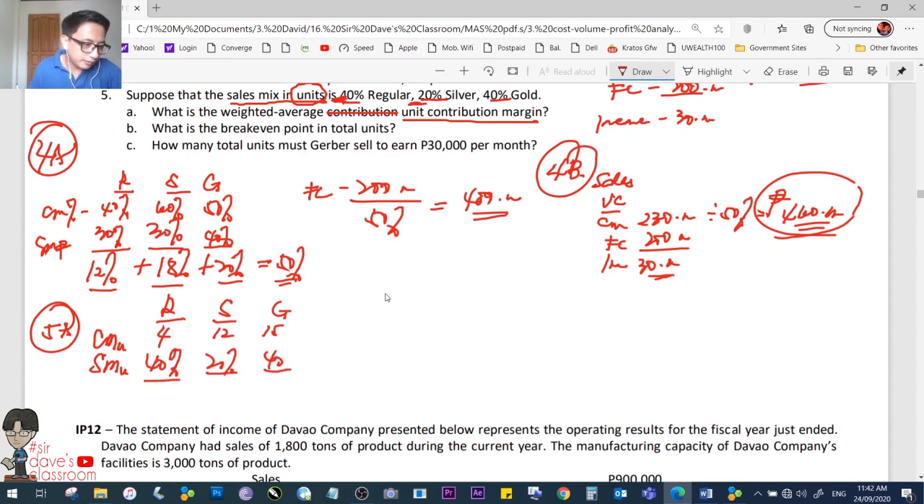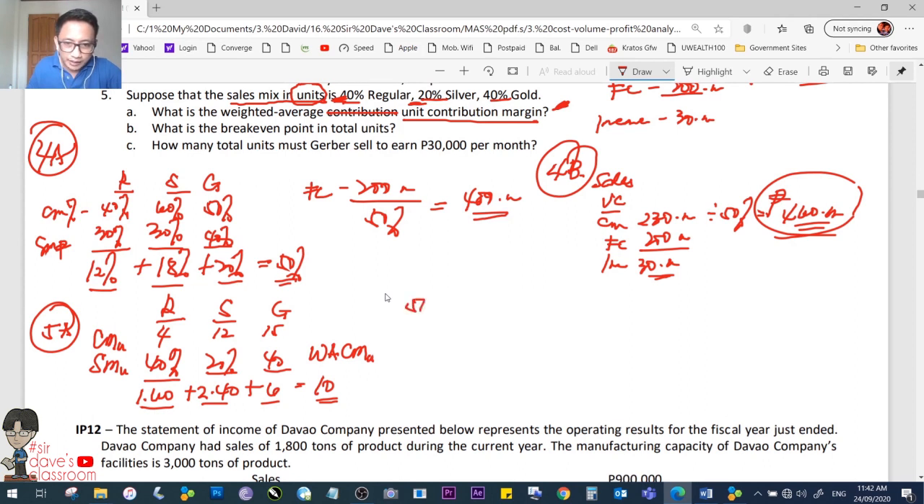So 4 and 40%, it must be 1.60. 12 and 20%, it must be 2.40. 15 and 40%, that must be 6 pesos. So all in all, it must be 10. Weighted average contribution margin per unit. That is the question here in letter A.